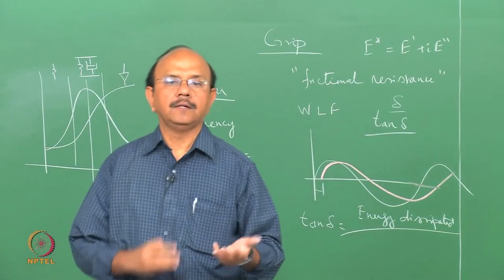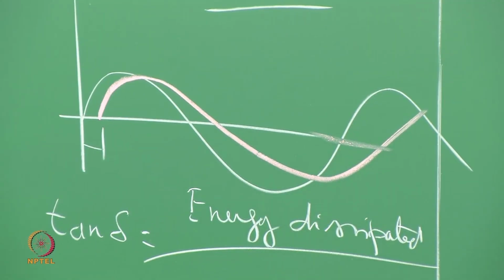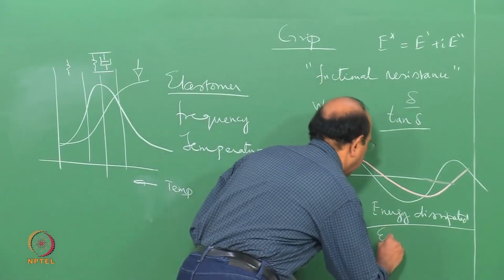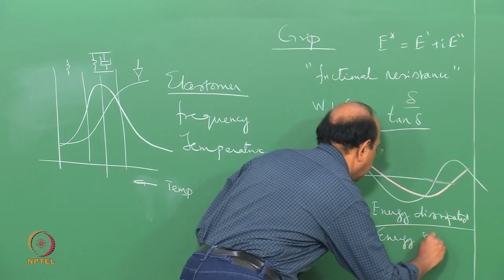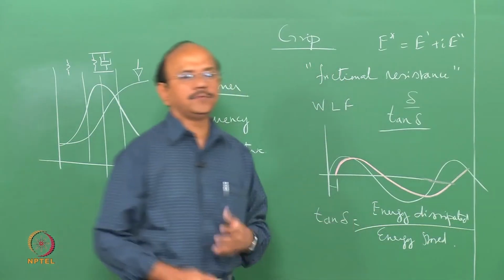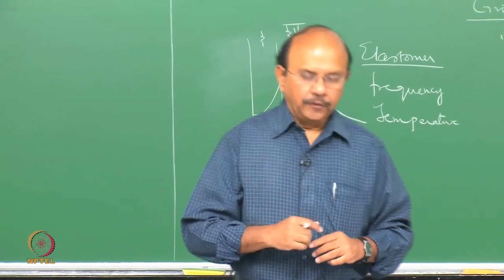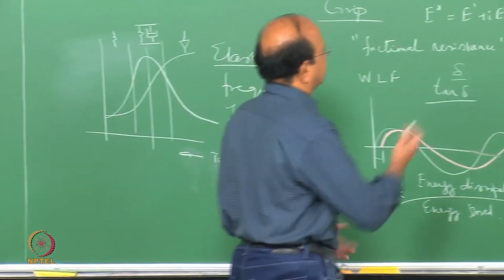So when there is loading and unloading, there is energy that is dissipated, which can be looked at as a ratio of energy dissipated to the energy stored. So tan delta becomes an important quantity, which tells us about the dissipation of energy. So if you now plot, what does it essentially mean?